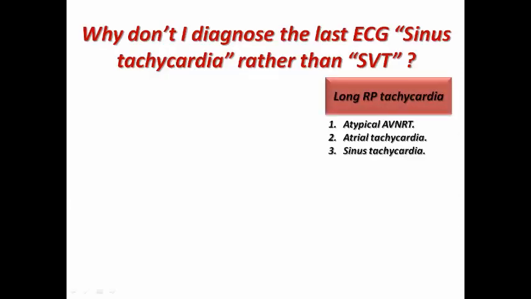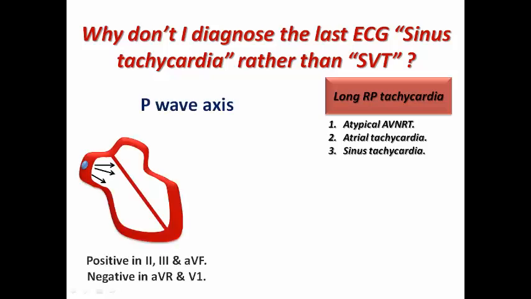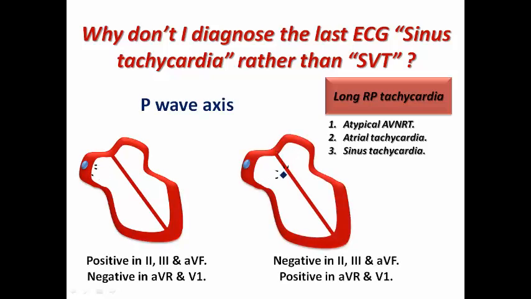And why don't I diagnose it as sinus tachycardia? Its answer is simple. It is long RP tachycardia, yes, and so we have three possibilities: atypical AVRT, atrial tachycardia, or sinus tachycardia. But look at the P wave axis. If the P wave axis in the long RP tachycardia was positive in 2, 3, AVF and negative in AVR, and negative or biphasic in V1, it is sinus tachycardia.